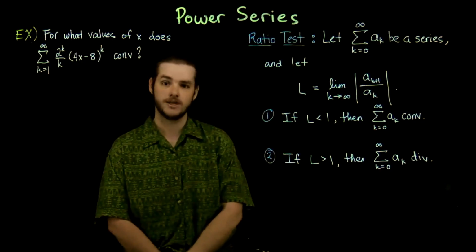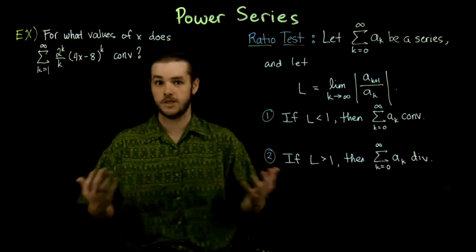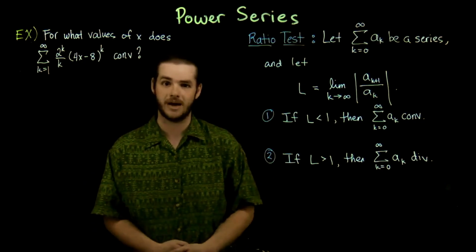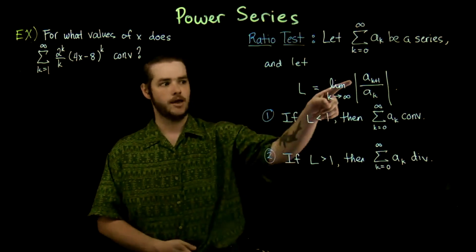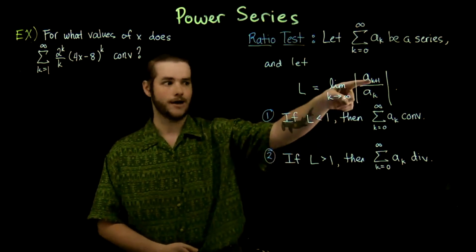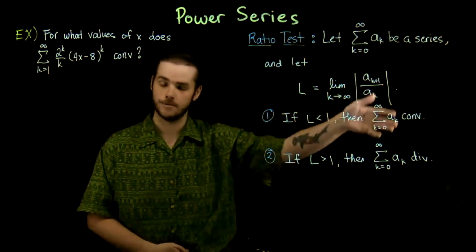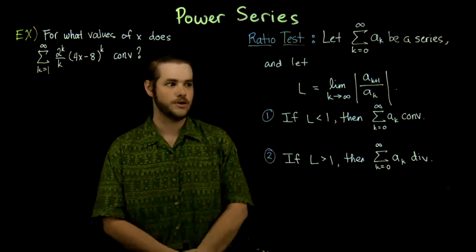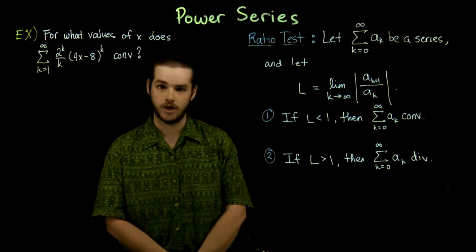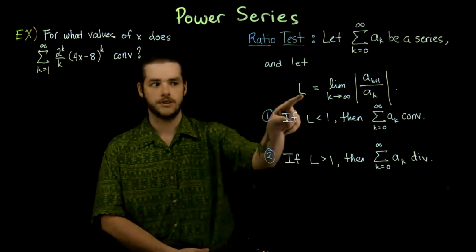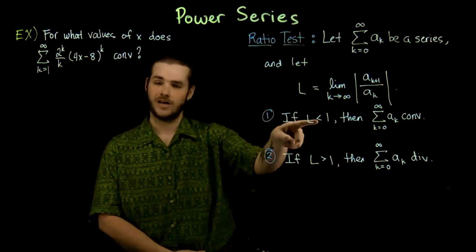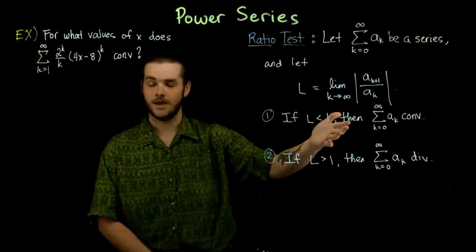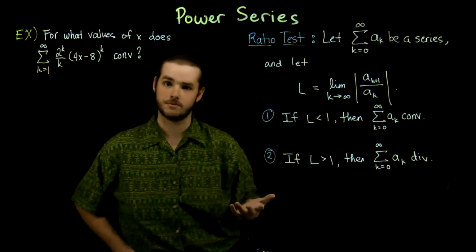If you recall the ratio test, this works for more than just power series, but it's a good tool for power series in particular. If I look at the ratio of the next term over the previous term in a power series or in any series, and I look at the limit as k goes to infinity of that ratio in absolute value, I'm calling that limit L. If I get a number less than 1, I know the series converges. And if the number is greater than 1, well, the series must diverge.